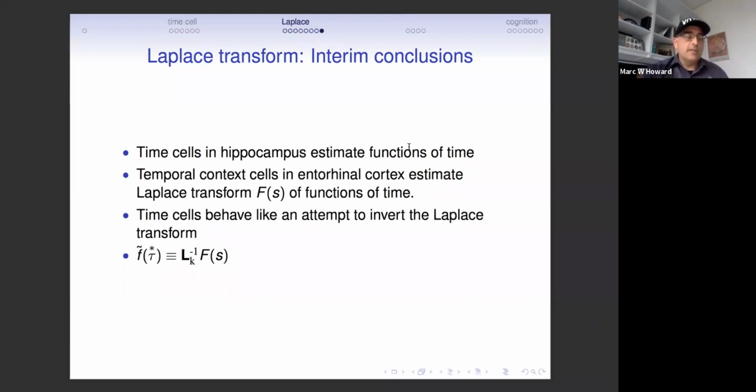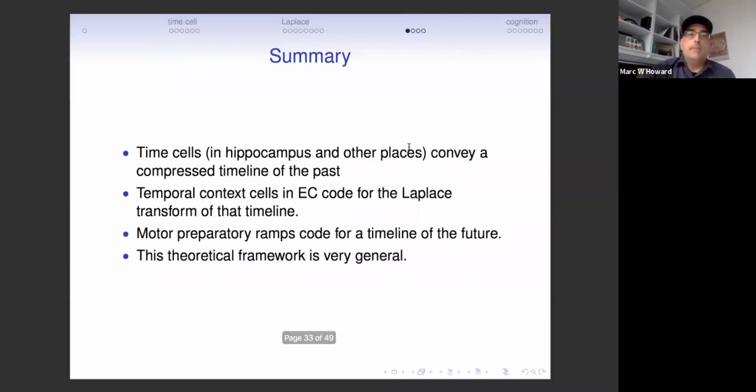Time cells receive input from a Laplace transform of the recent past and behave as if they're an attempt to invert the Laplace transform. I've also showed you evidence that other brain regions, in this case ALM, at least behave as if they're using this idea of Laplace transform to code for other variables. And to summarize this whole thing, I think this hangs together really well.